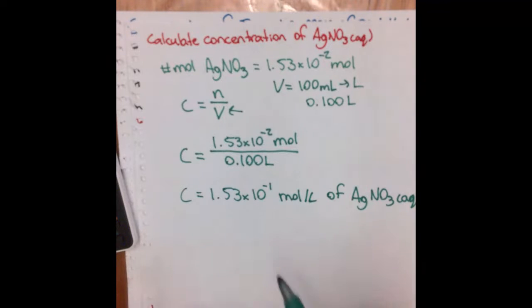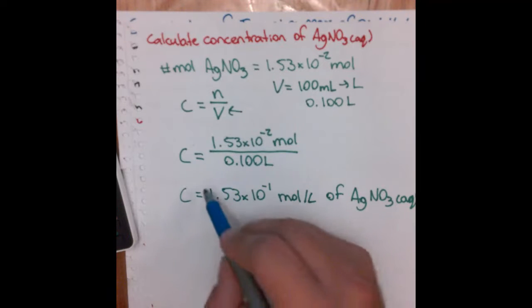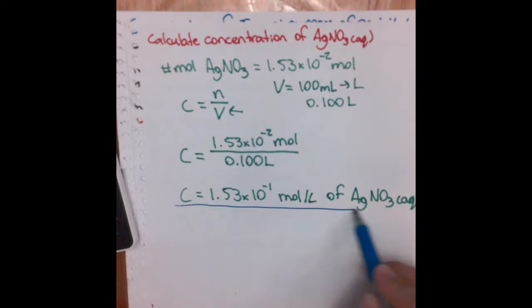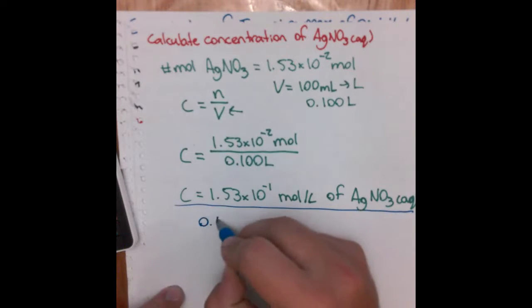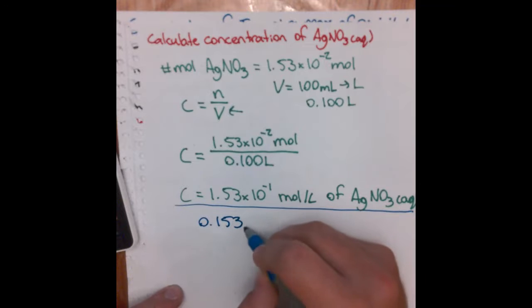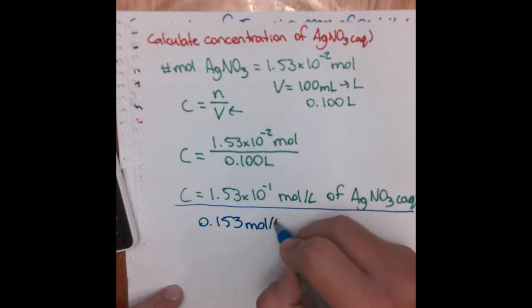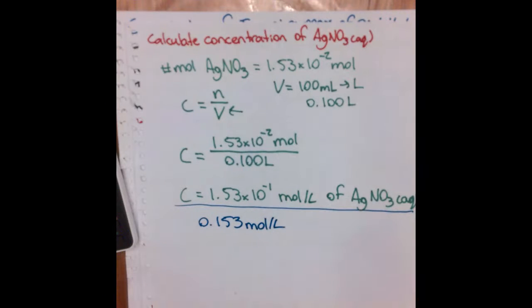Right? And we're done. That's our final answer there. So you could write a word equation or a word sentence there to describe what you have found here. However, this will suffice, just saying 1.53 times 10 to the negative 1 moles per liter, or if you prefer, you can write it as 0.153 moles per liter, whatever you prefer.